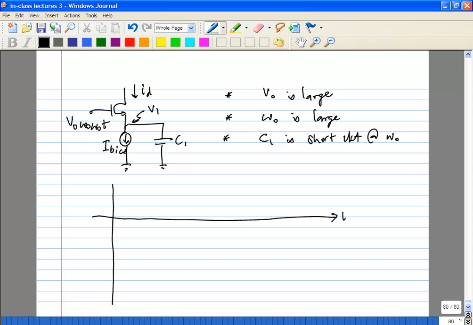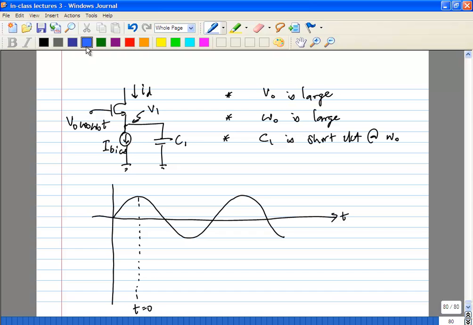So let's say you're going to plot the voltages as a function of time. Let's say at the gate the voltage looks like this. We'll say this is t equals 0. What is V1 going to look like?